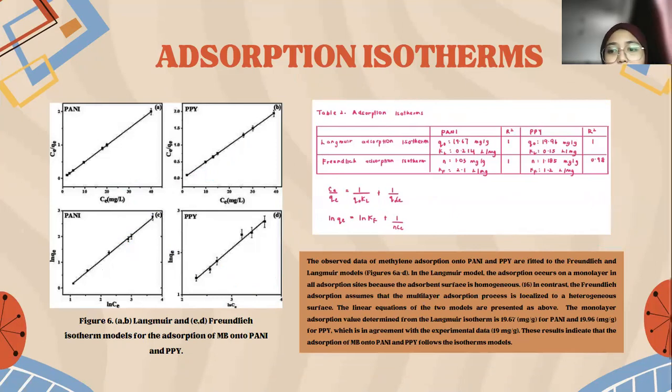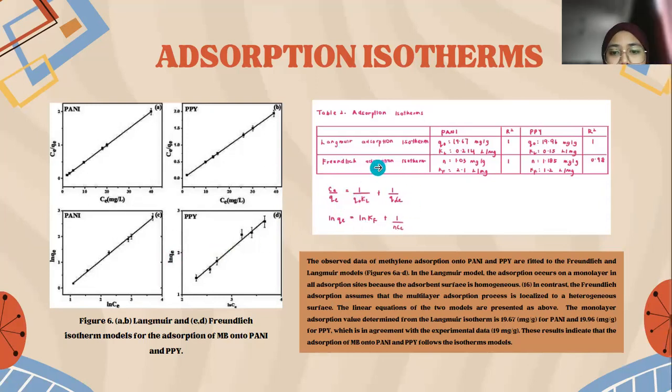The adsorption occurs on a monolayer, which is for the Langmuir, where all adsorption sites are equivalent because the adsorbent surface is homogeneous. In contrast, the Freundlich adsorption assumes that the multilayer adsorption process is localized to a heterogeneous surface. The linear equations of the two models are presented above.